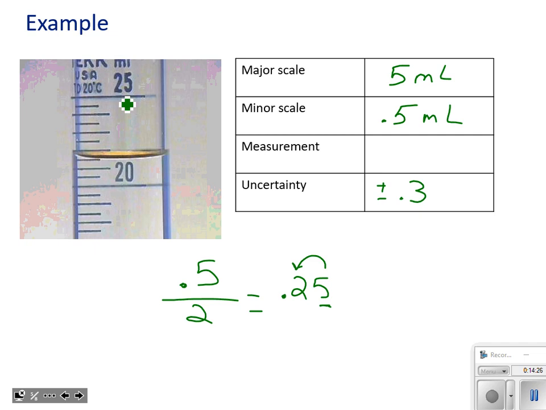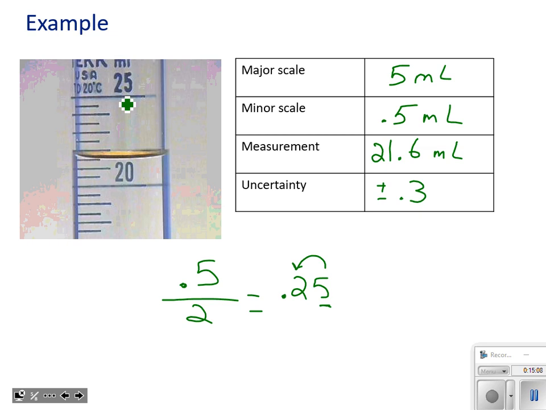Now finally, I make my measurement. I know that each one of the markings is a 0.5. So I know I have 20.0, 21, 21.5. It's greater than 21.5, but it's not 22. It's pretty close to that 21.5 line, but not exactly. So I'm going to say 21.6 milliliters. So that 0.6 is my estimation.